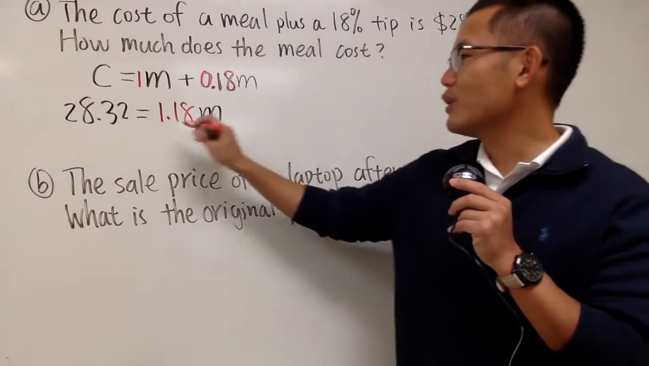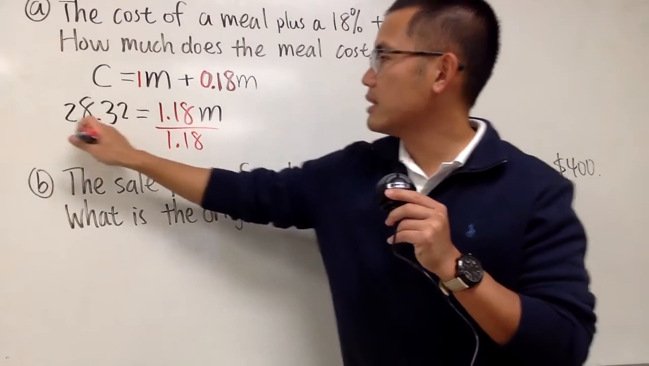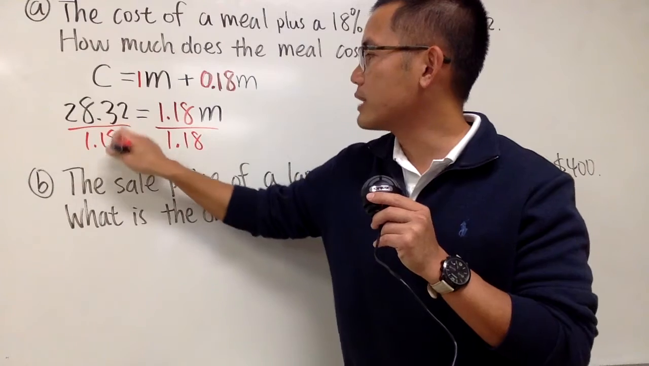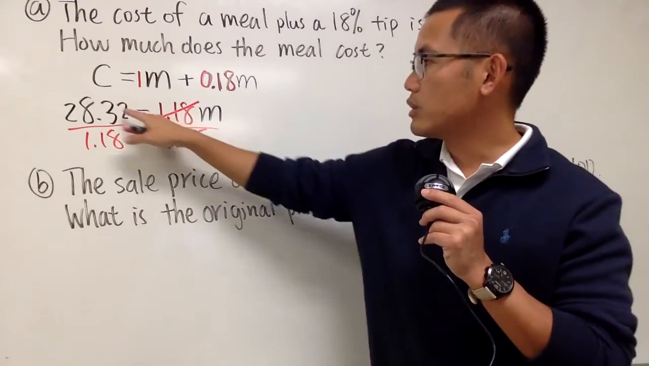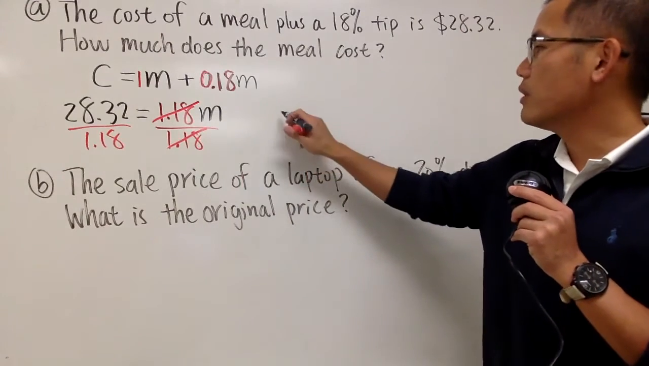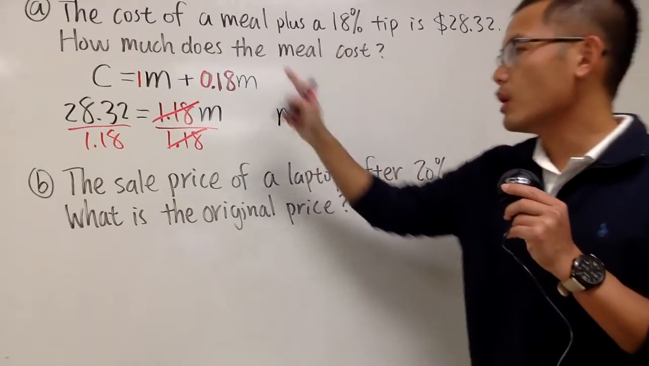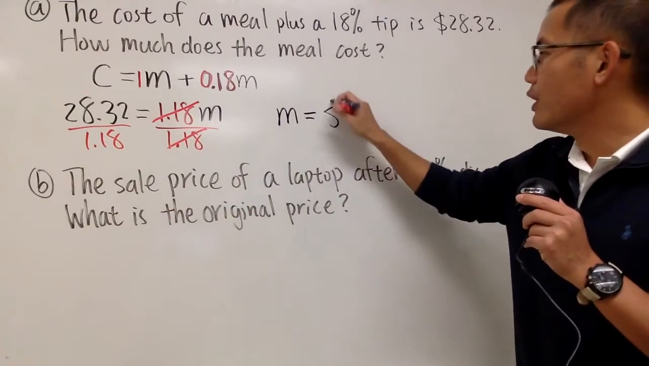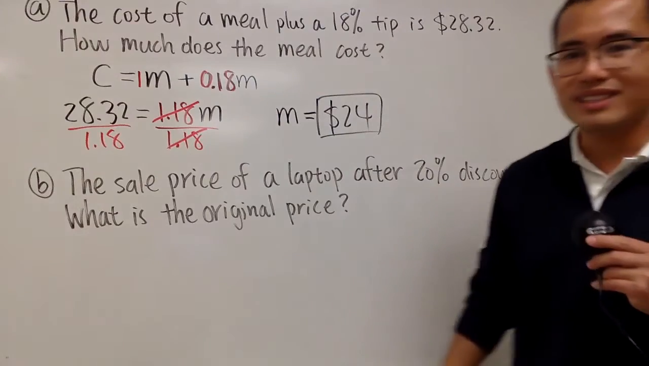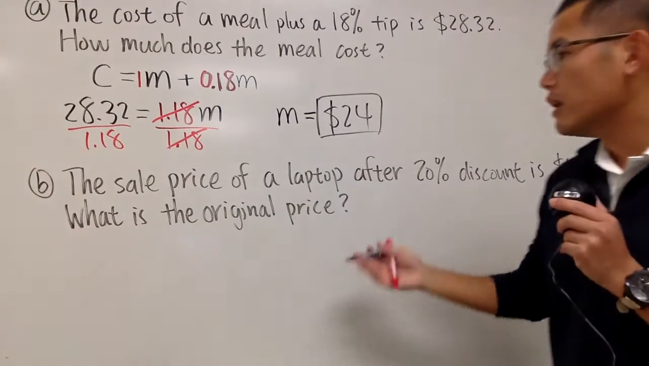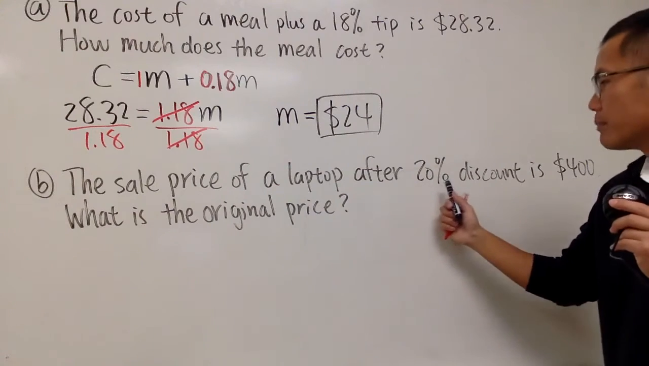What we can do is just go ahead and divide both sides by this, namely 1.18. Go ahead and do that on both sides so that this and that will be cancelled. And then just go ahead and work that out on your calculator also. You will find out M, which is the cost of the meal. Work that out. You end up with $24, right? $24 for this.